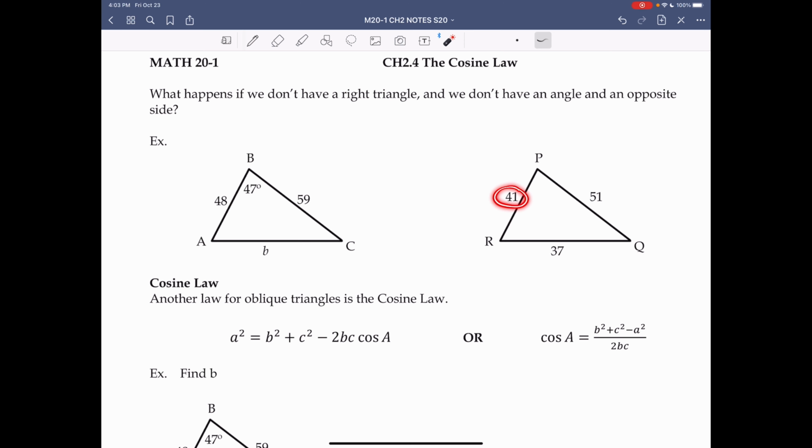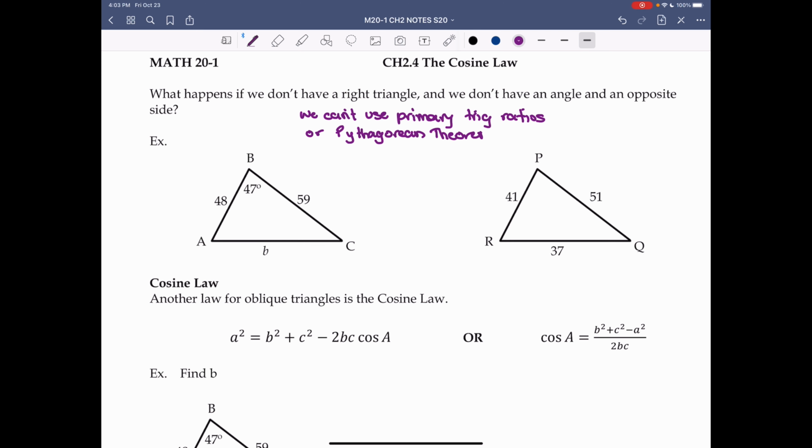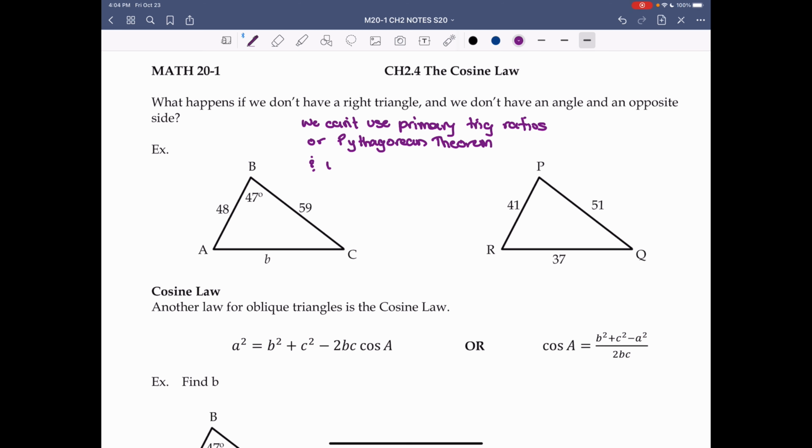Looking at the second one, we have all three sides and no angles. It's not a right triangle, so again, we can't use primary trig ratios or Pythagorean theorem. And we can't use the sine law in either of these examples. So what do we do instead?